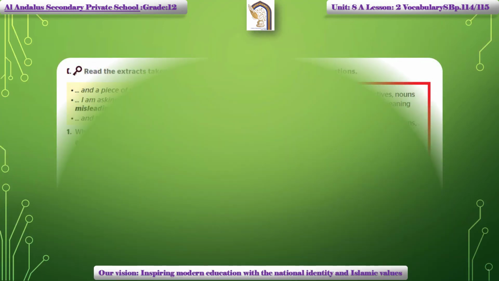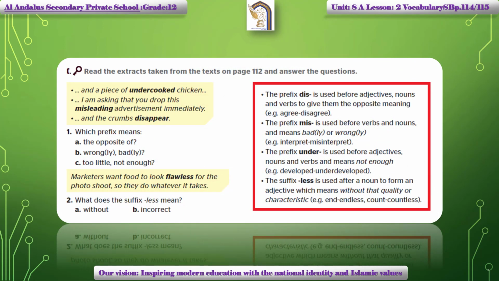Today, we have got more and more prefixes which give the opposite meaning or something that is similar. Gentlemen, this is exercise C. Read the extracts taken from the texts on page 112 and answer the questions. At this stage of the video, gentlemen, I would suggest that you stop the video for 3 minutes until you read the table and the explanations on the right-hand side of the exercise. Then we can discuss our answers together. Now, we are back.